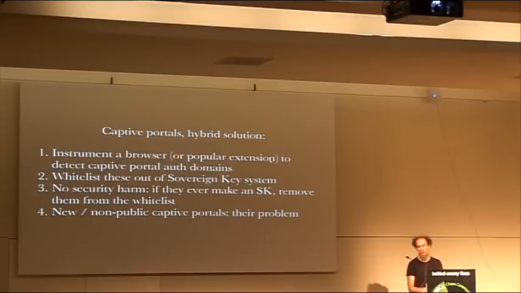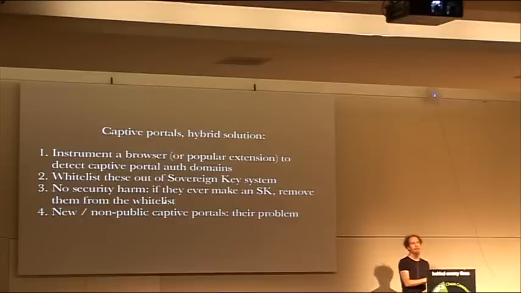They have the property that when you try to go to lots of different domains, they all redirect you to one domain. So you get the set of domains that are the result of those redirections, and you whitelist them all out of the sovereign keys system in the source code. Just these domains can't have a sovereign key. You don't need to look it up. They don't have one.